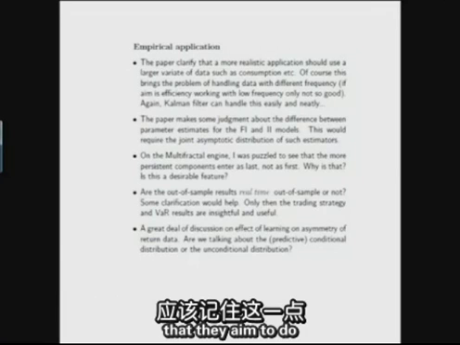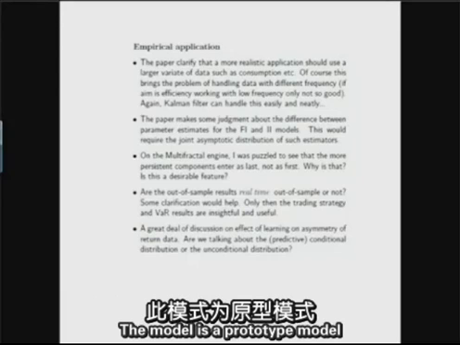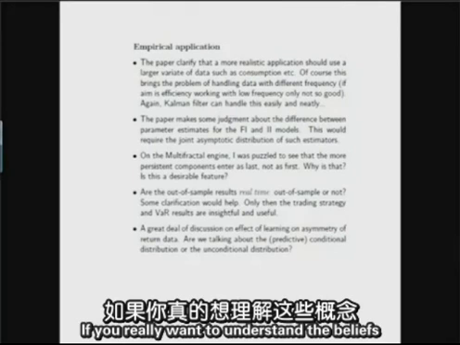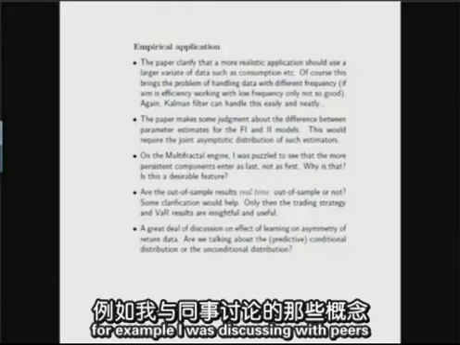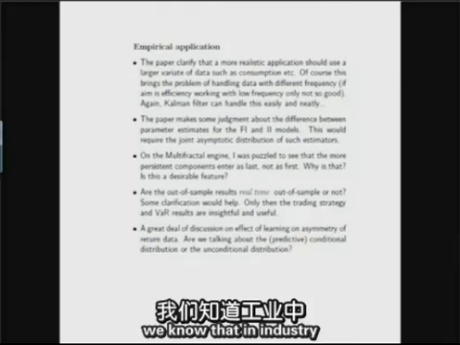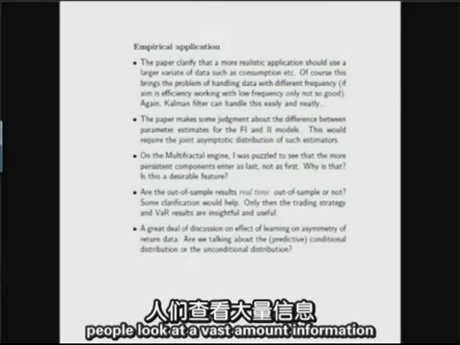30 seconds. So okay, for example, about application. The model, of course, is a prototype model. If you really want to understand beliefs on asset returns, and this is something that, for example, I was discussing also with Peter: if you want to forecast the future, we know that in the industry, people look at a vast amount of information. Okay?